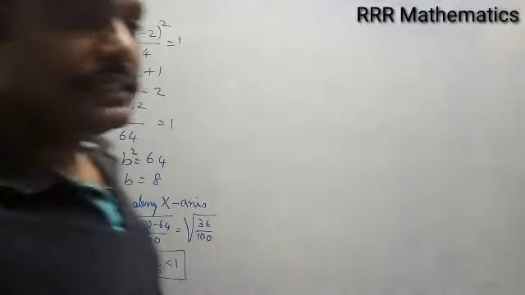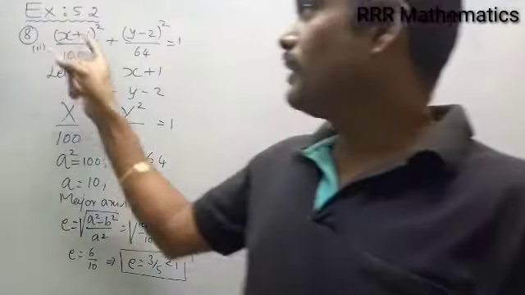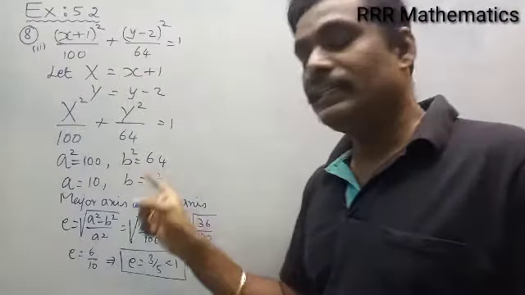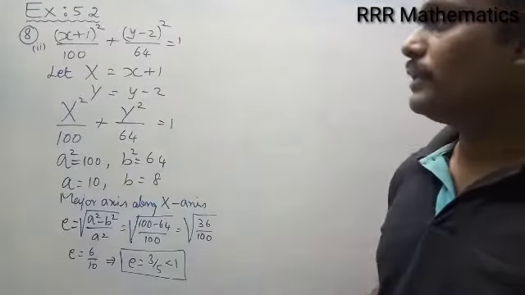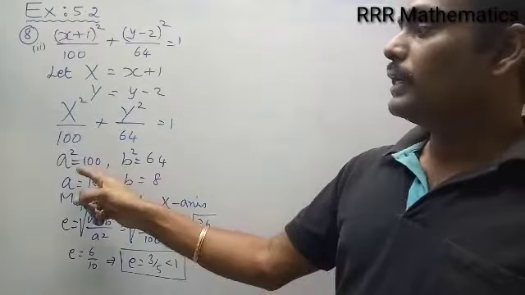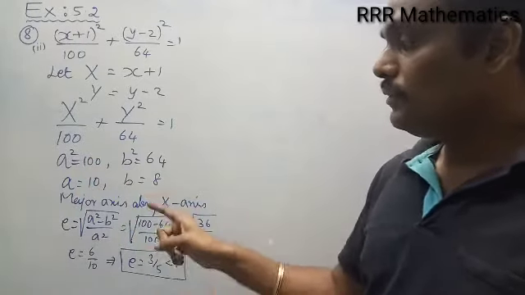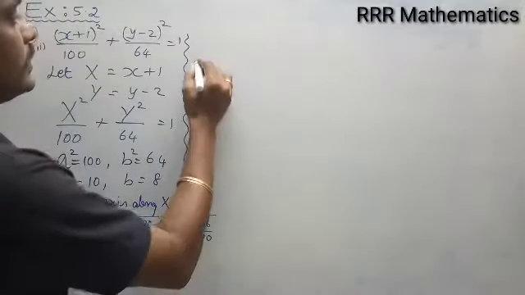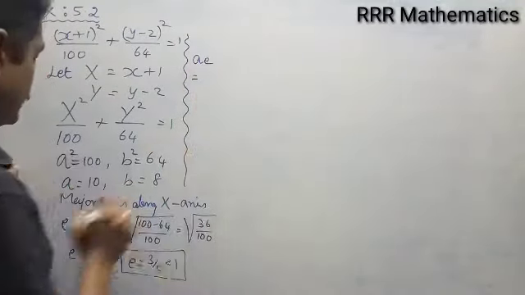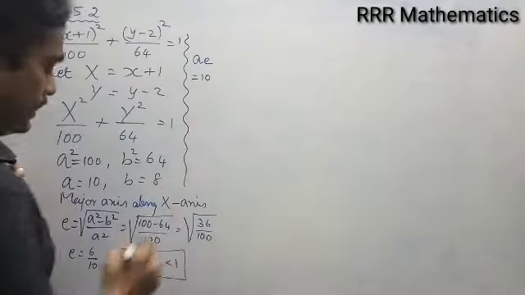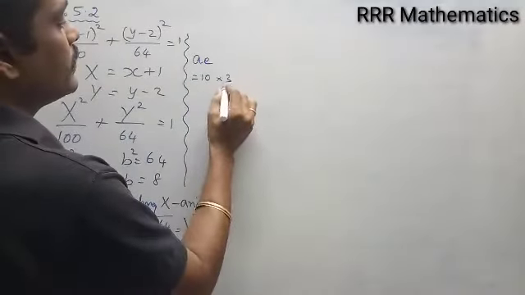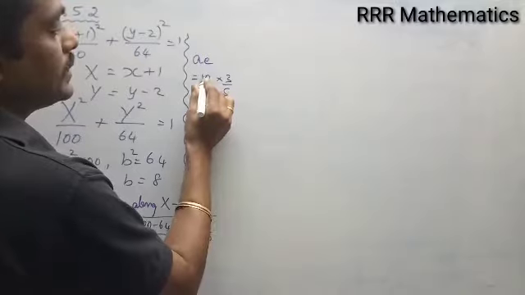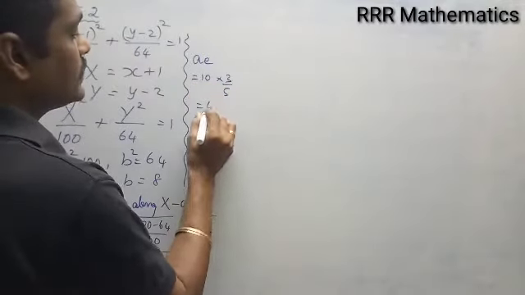See, in this case, when you replace this as capital X and this as capital Y, I am getting the standard equation with respect to capital X and capital Y. I can declare my A value, B value, E value and the major axis along X axis. So in this case, just find out the value of AE. What is AE? A is 10, E will be 3 by 5. So this 5 gets cancelled, 2 times 3 is 6.